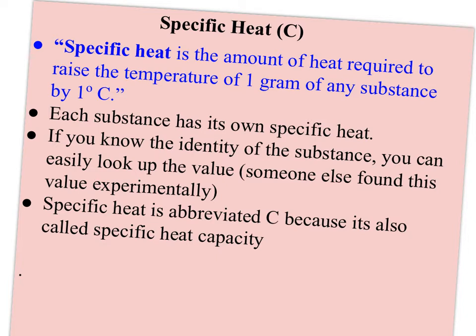You may have noticed specific heat has a funny abbreviation. It's C, but that's because it's also known as specific heat capacity. Capacity being how much heat it can hold.